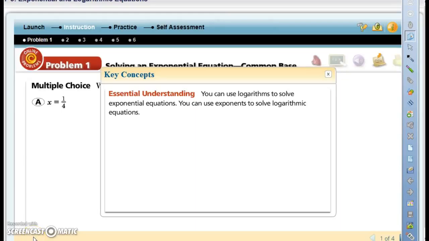Okay, we're going to be looking at using logarithms today to solve exponential equations. All right, so let's get started.